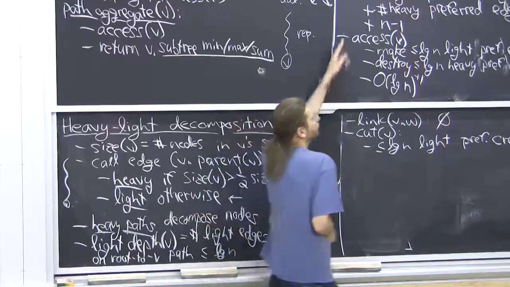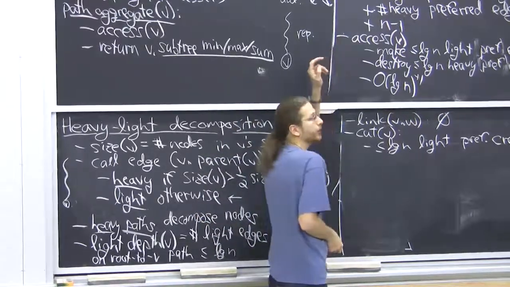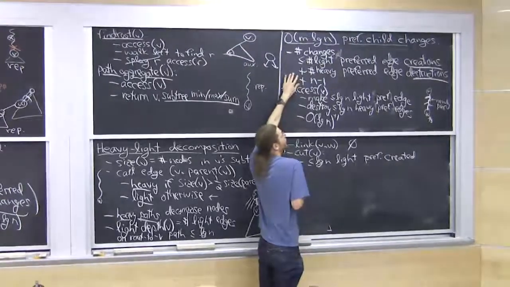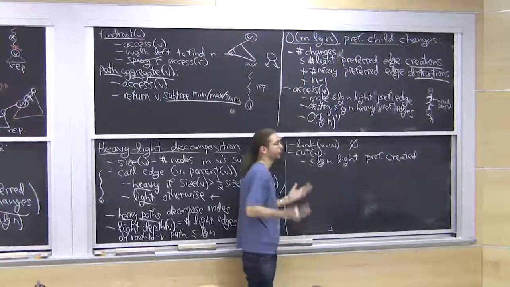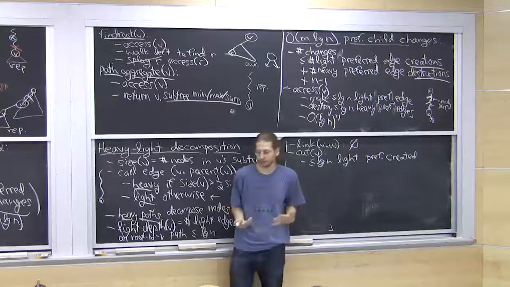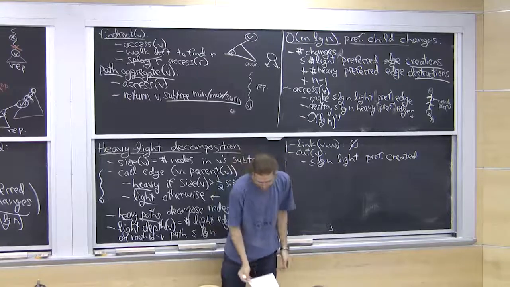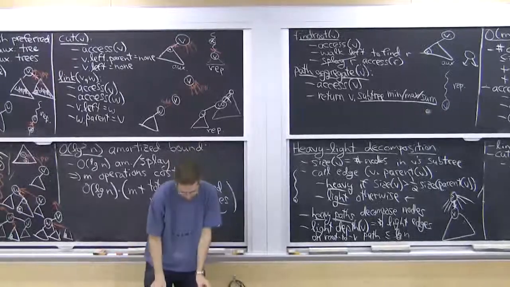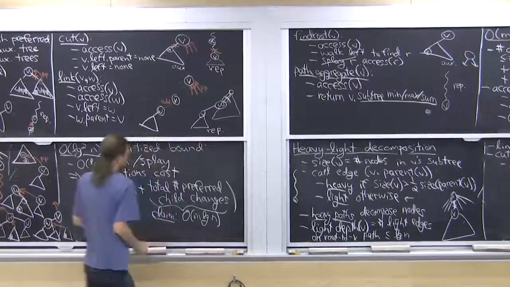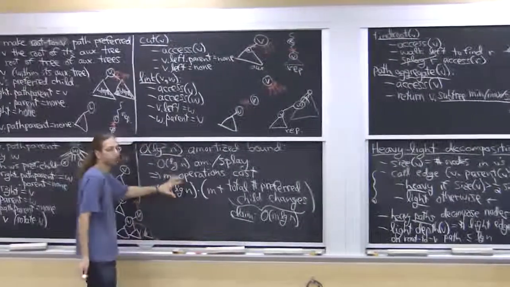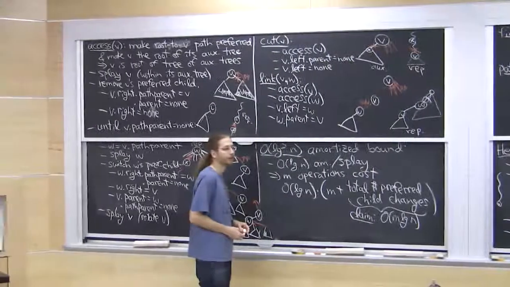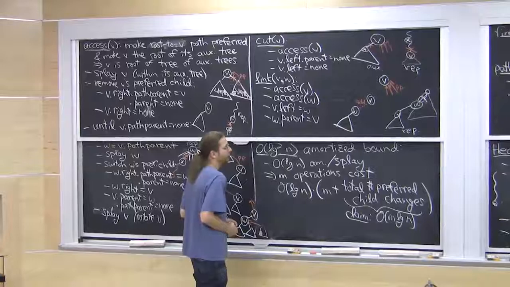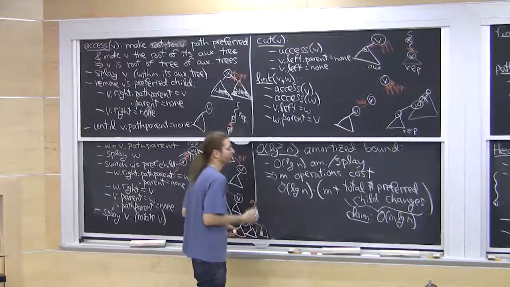It's amortized because we're doing this creation and destruction business. This quantity is worst case log n per operation, but when you sum it up, you actually get a bounded number of preferred child changes overall. Cool. So if you plug that into this bound, we get a log squared n bound. Big deal. But with a little bit more work, we can actually get a log n bound.